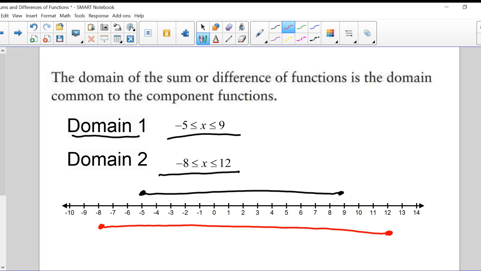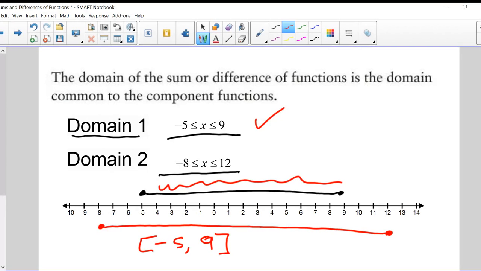Where do those lines, where does my red line and my line from minus 5 to 9 overlap? Absolutely. So my answer could look like this. The domain of the sum would go from minus 5 to 9. In fact, it's the same domain as domain 1, right? So what is happening is that even though the second function goes over a wider domain, I can only find x values in common between them between minus 5 and 9. That's the only place they're going to have common x values that I can link together.